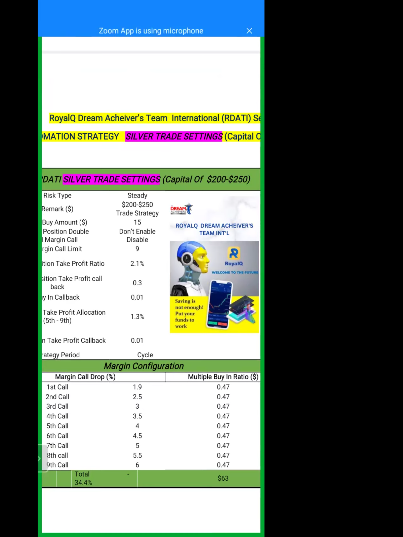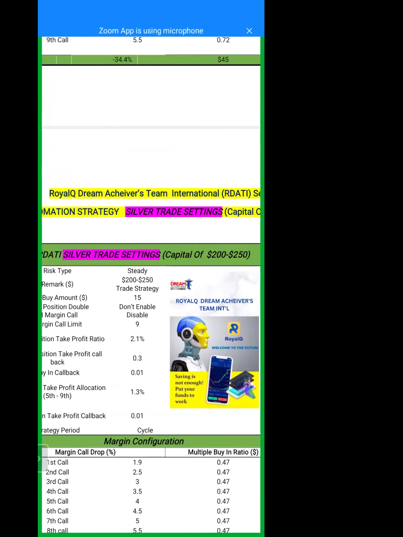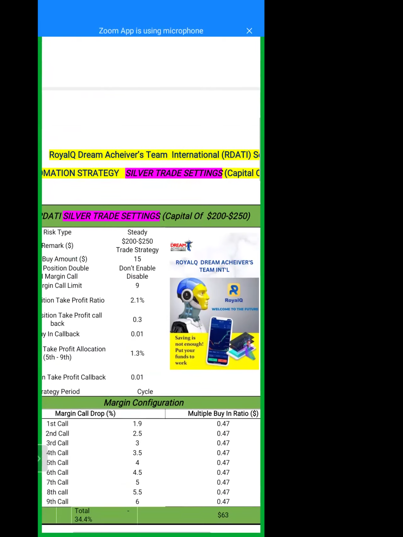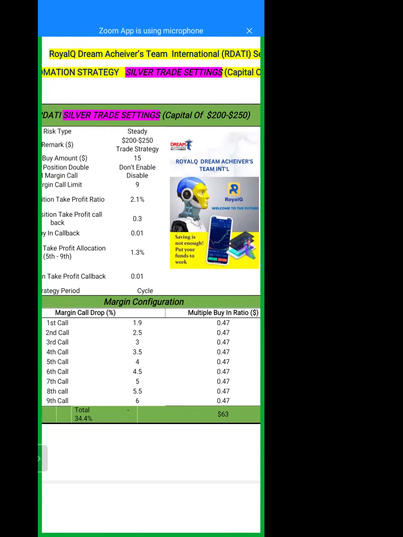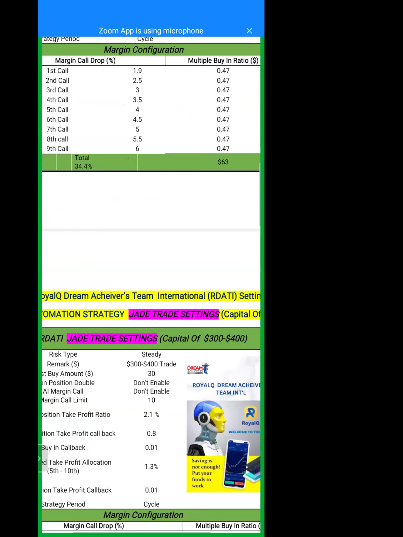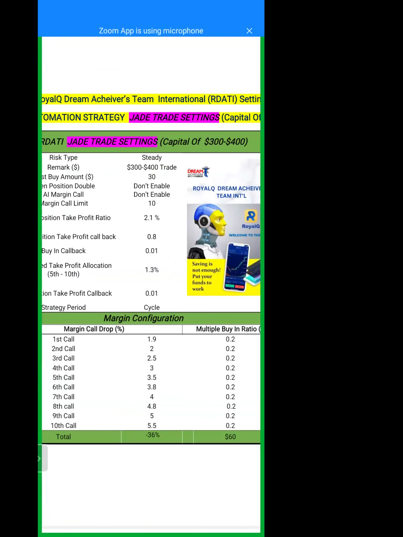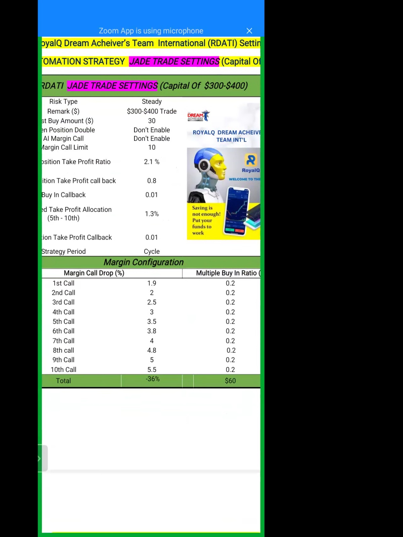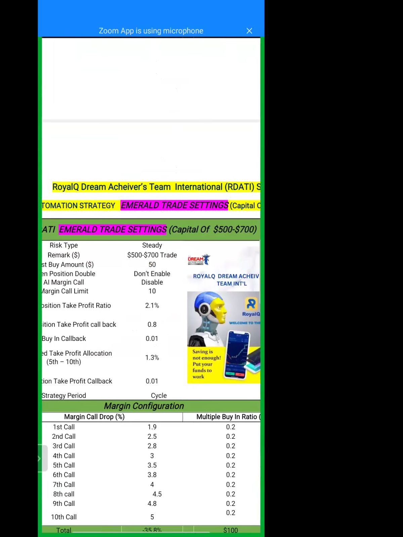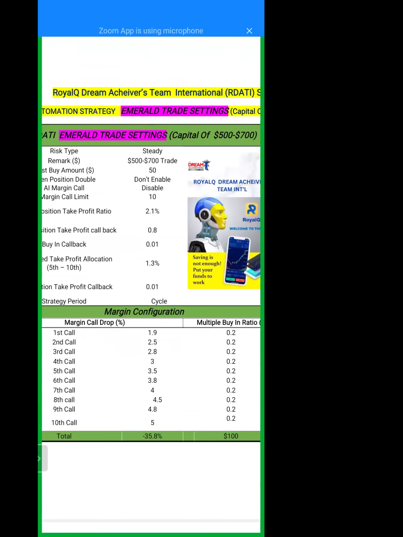If you want to use this setting, this setting is for people that have $200 and above. They can do at least 2 coins on automation, because this one has a $15 first buying amount. They can only do 2 coins. So if you have higher capital, like $500 and above, you can use this. It has a $30 first buying amount with 10 margin calls. Just follow this setting. So the capital that you have will determine your first buying amount.